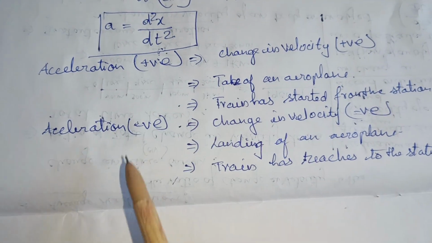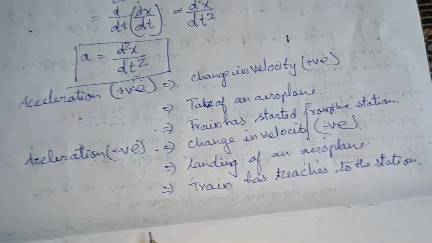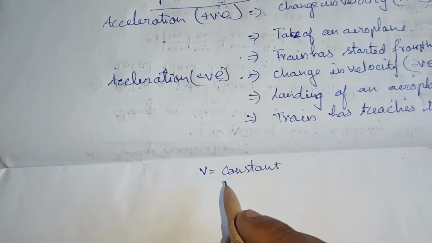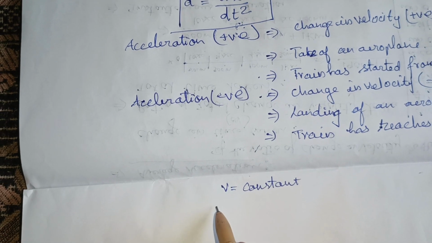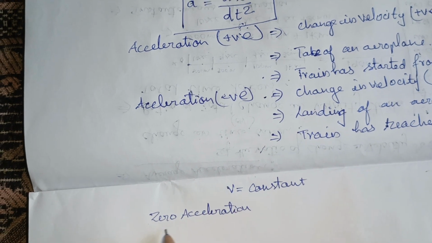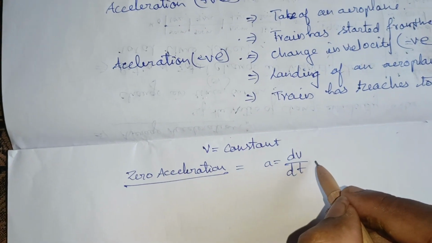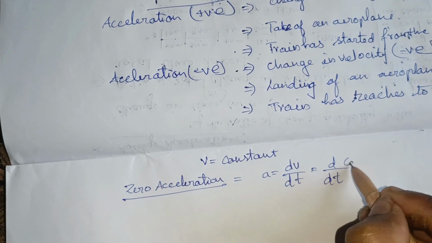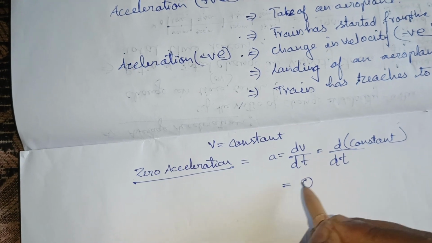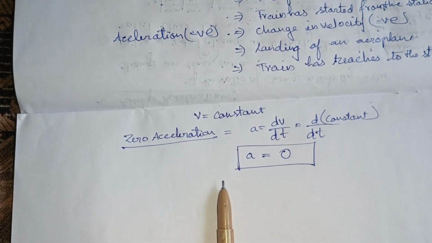You can also have zero acceleration, where change in velocity is zero or velocity is constant. How will I calculate zero acceleration? We can say a equals dv divided by dt, which we can write as d by dt of a constant. The differential of any constant is considered as 0. So my a will be 0. In this sense, we can define zero acceleration.